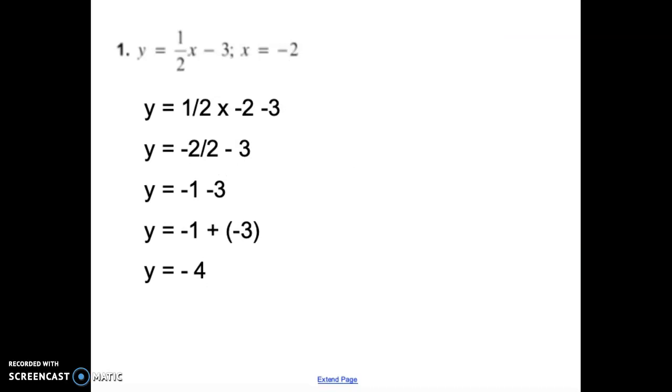Okay, so I have y equals one half x minus 3. x is equal to -2, they tell me. So we're going to go ahead and put in that -2 for x. So we have 1/2 times -2, because that was the value of x, minus 3. So here we ended up with -2 over 2, which gives me -1 minus 3.